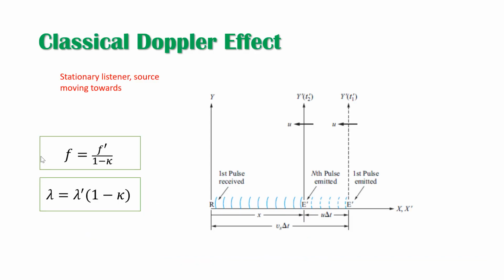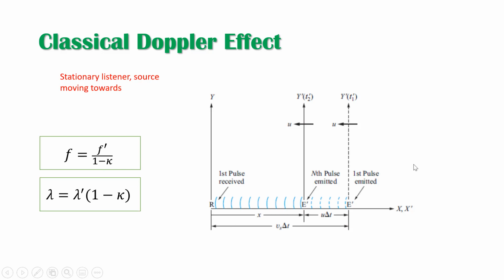Now we can also show that for another case, we have a stationary listener and a source that is moving towards the listener. We can show that our f, or the frequency as heard by the receiver in this case, is equal to f prime over 1 minus kappa, and the wavelength is equal to lambda prime multiplied by 1 minus kappa. So let us try to obtain these expressions for f and lambda.